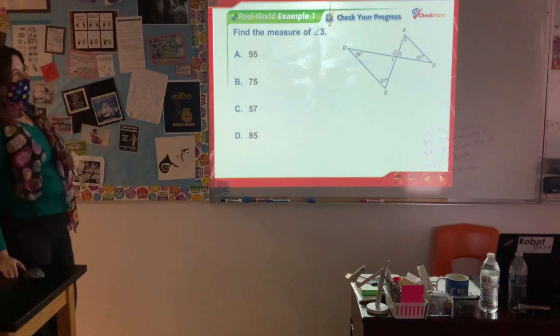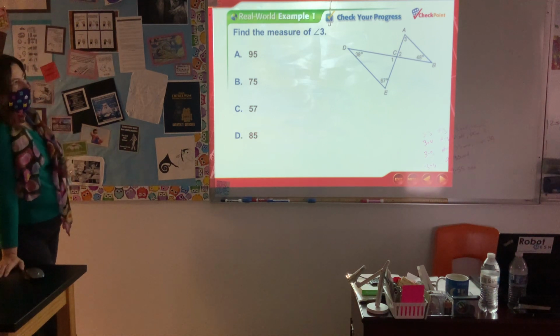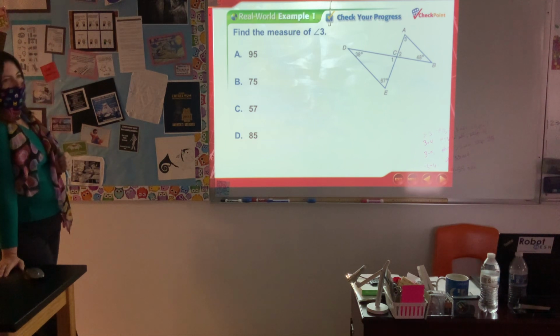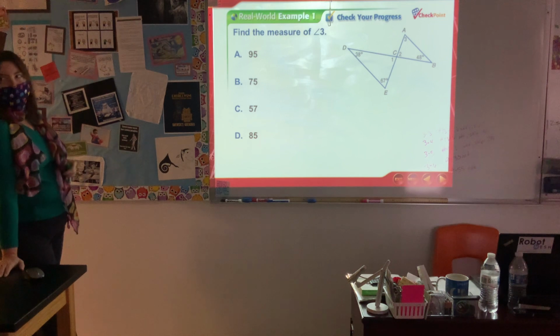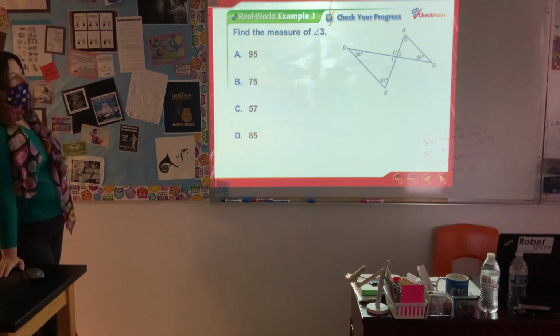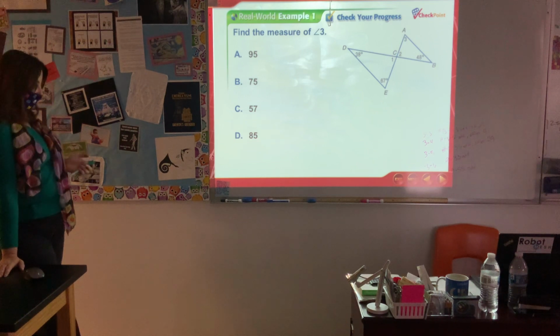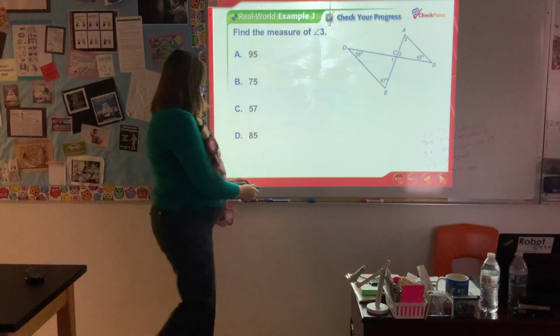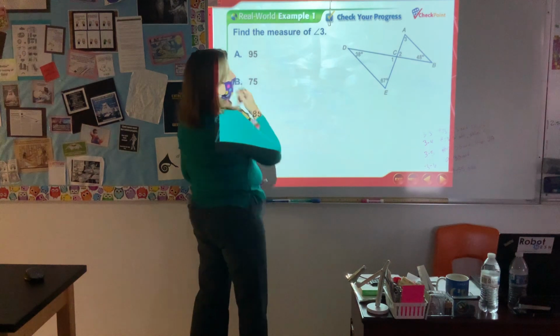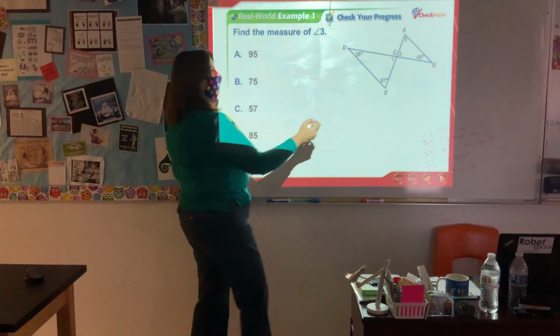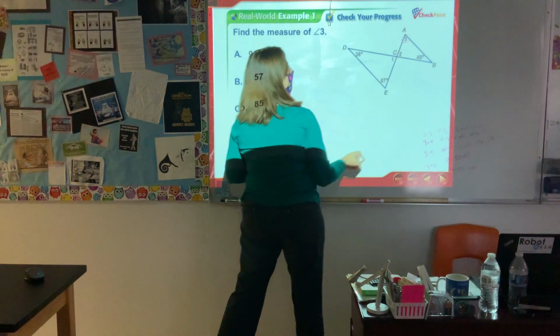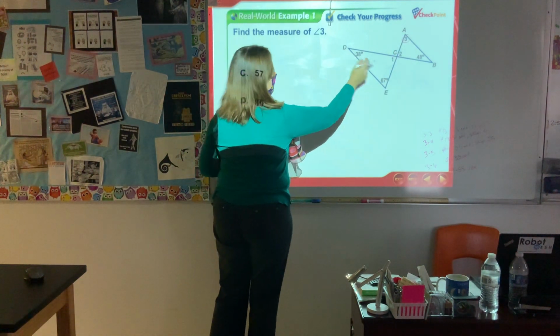Okay, find the measure of angle 3. They're not concerned about 1 or 2. They just want to know what 3 is. Well, yeah, we have to find both of them. We can solve it like we solved the other one, exactly like we solved the other one. But in this case, they're not concerned about what we get for the first parts. All they're concerned with is the final answer here. So we still solve this the same way.